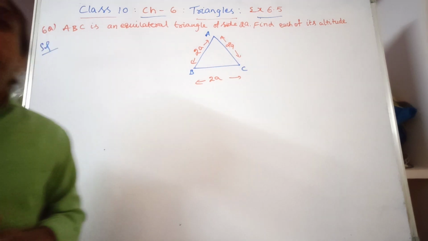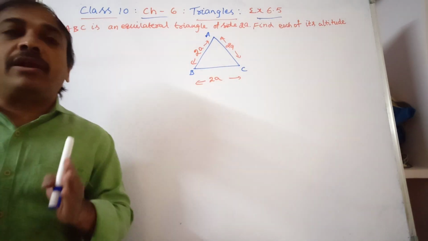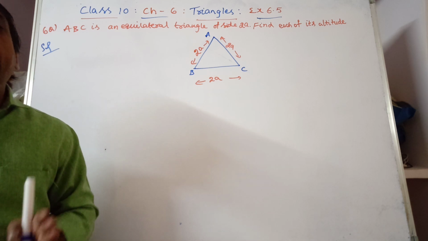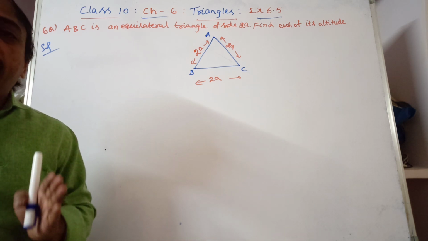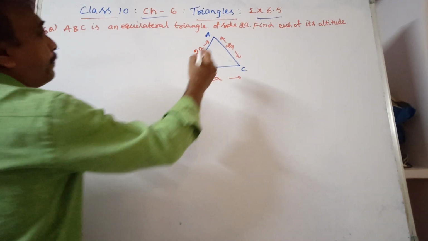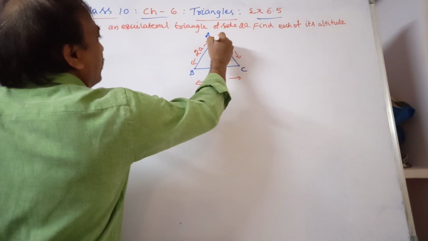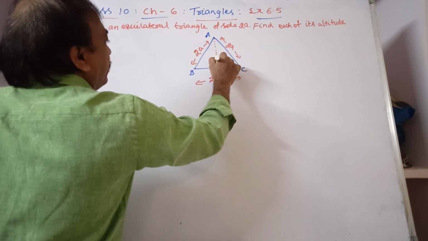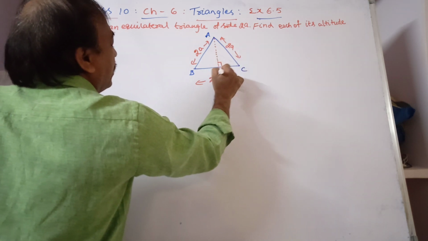What is the meaning of altitude? A perpendicular line drawn from a vertex to its opposite side. So draw the perpendicular from A to D.